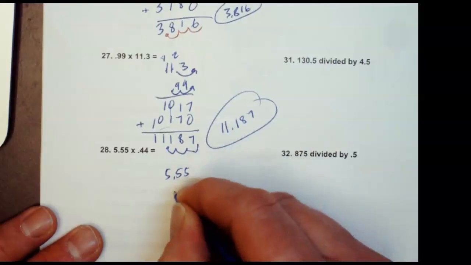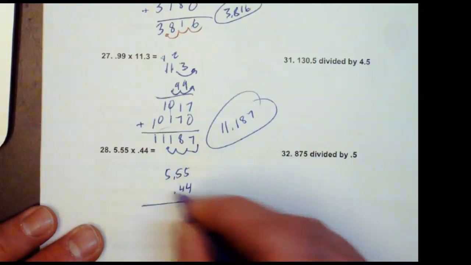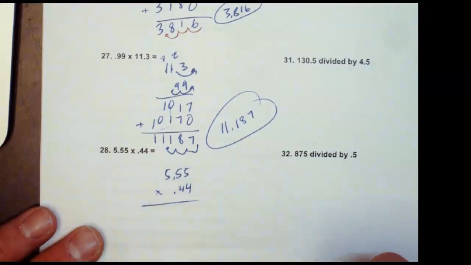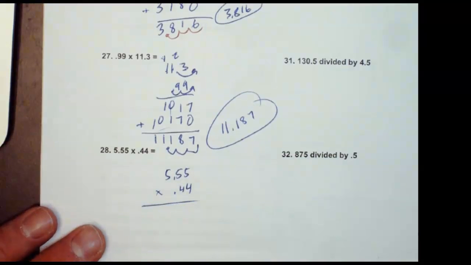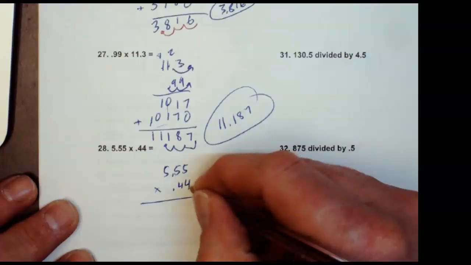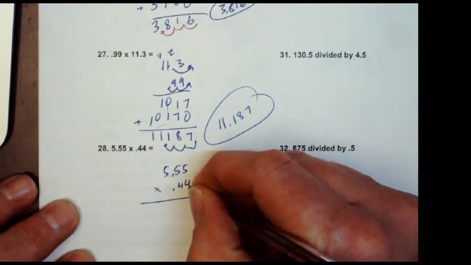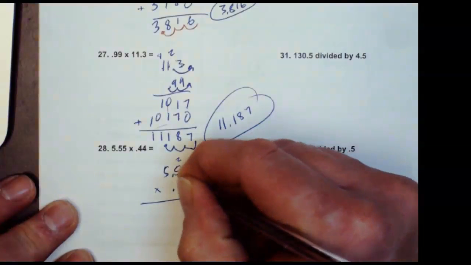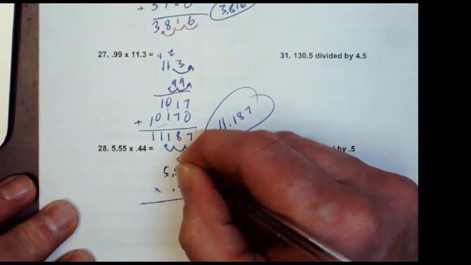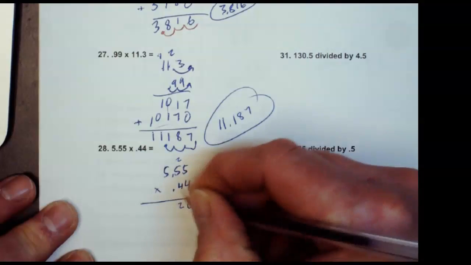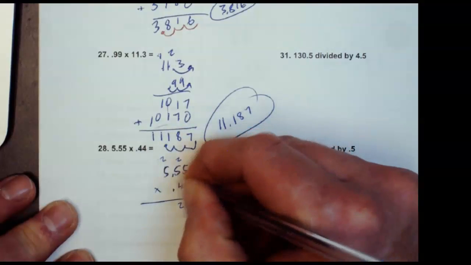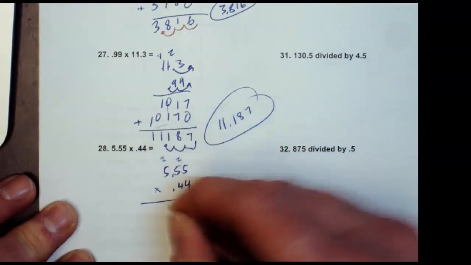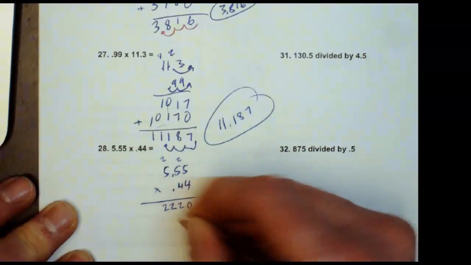Okay, last one. 5.55 times 0.44. So we're going to have 4 decimals in the answer. You can already see that by all those decimal spaces. All right, here I'm back. So we'll start down here again. 4 times 5 is 20. Here's the 0, and here's the 2 for 20. 4 times 5 is 20, plus that 2 makes 22. Here's the 2, and here's the 20. 4 times 5 is 20, plus that is 22.